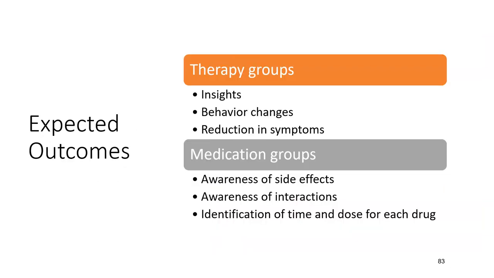Expected outcomes are going to depend on the reason we have group. If we're talking more about a therapy group, we want behavior changes. We want their symptoms to change. We want them to have insight into why they are doing things. Then there's medication group, but it could be any type of education group. In a medication group, we'd want them to have an understanding of their medications.